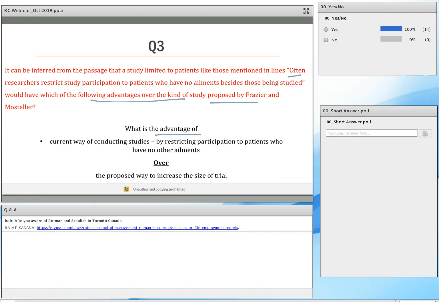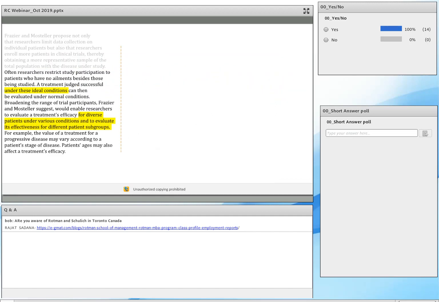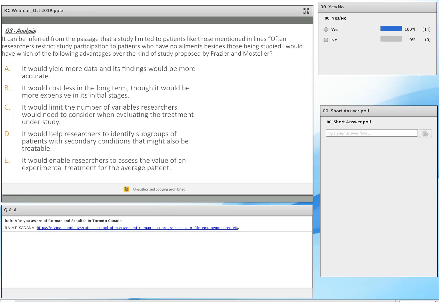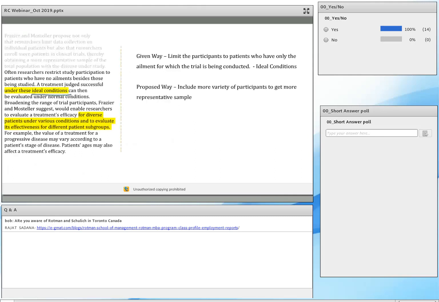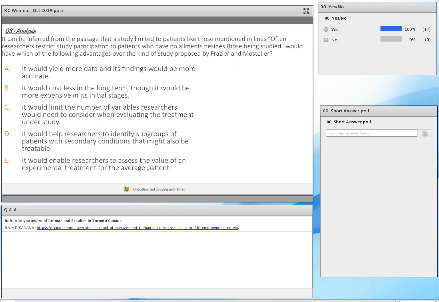So now you think about, okay, what could be the advantage of that? If you think about it, there are these ideal conditions. We said that by doing that, there's this ideal condition. So what is the benefit? You have to now read through the answer choices and see what the benefit could be. You need to understand what the given way is. The current way is to limit the participants to the patients who only have that ailment, which is to replicate the ideal conditions, and the proposed way is to get more variety. Now you take a look at the answer choices to see what could be the correct answer here.